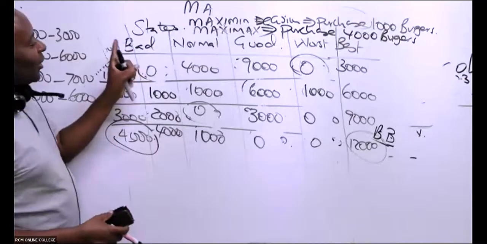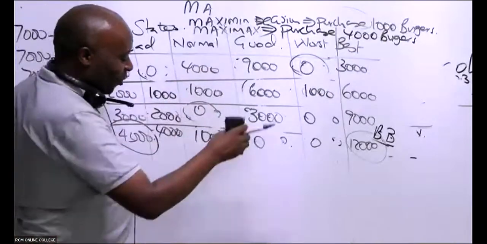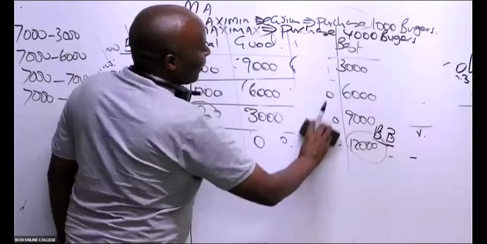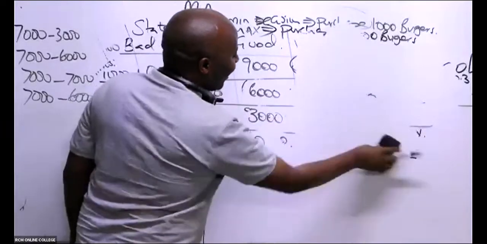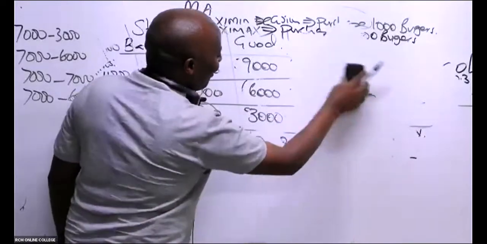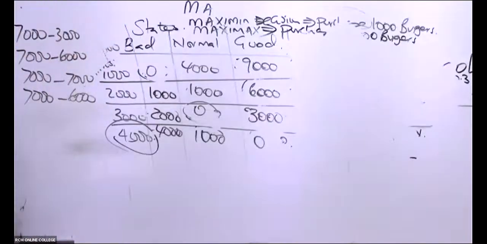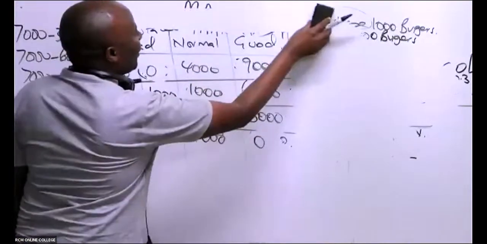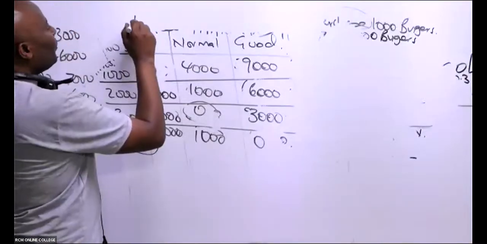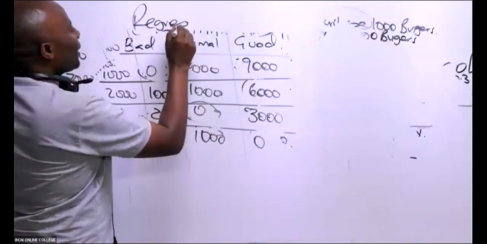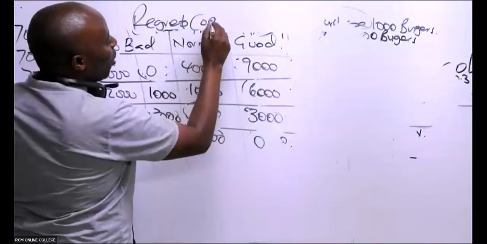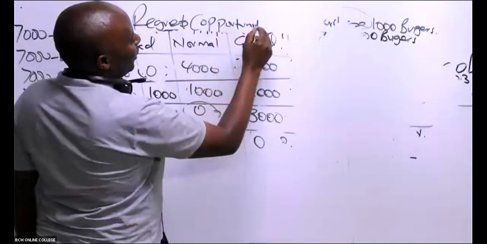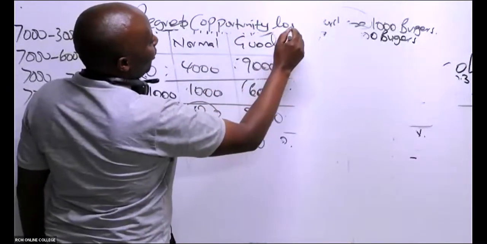Sorry, I went wrong in this column, thank you. These columns are not supposed to be there. You're putting me in problems, isn't it? So now this is the regrets. So regrets, we also call them what here? Opportunity losses. Opportunity losses, yes.